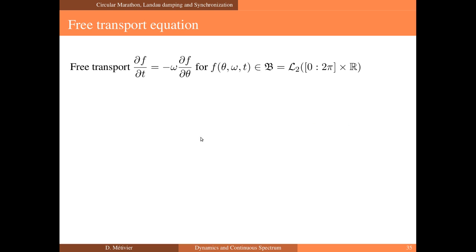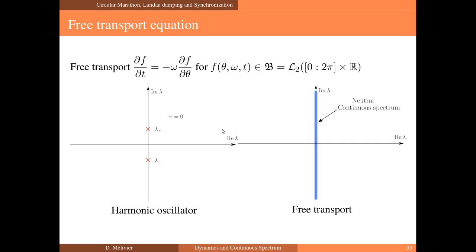Let's try to look at this advection operator. In fact, this equation, when you just have the advection operator, is called the free transport equation. Now I'm looking at angles instead of x, so they are between 0 and 2 pi, but omega is still going from minus infinity to plus infinity. And now I want to look at how this looks, because we know that it has a natural continuous spectrum.